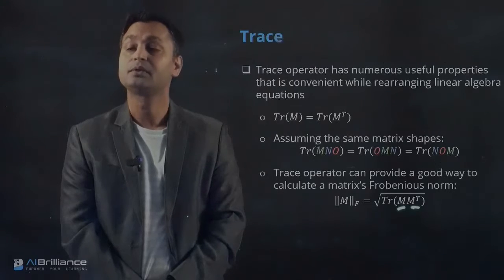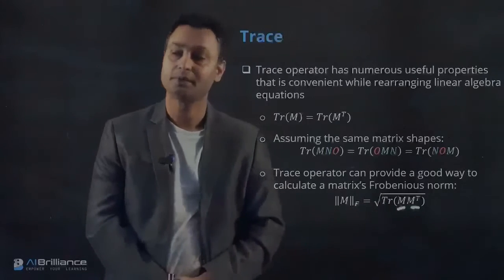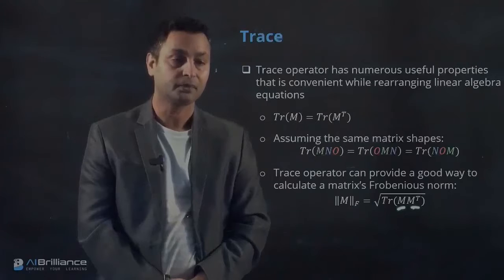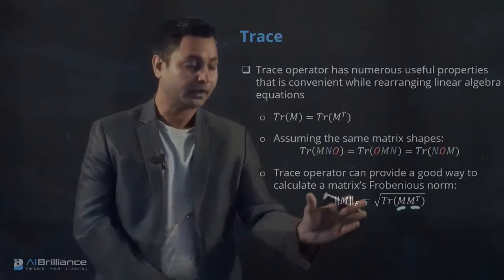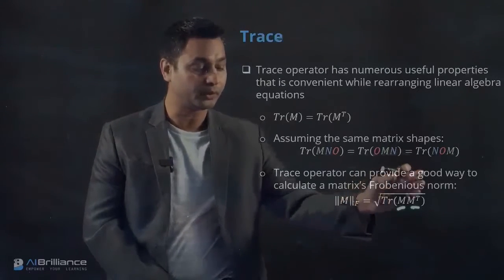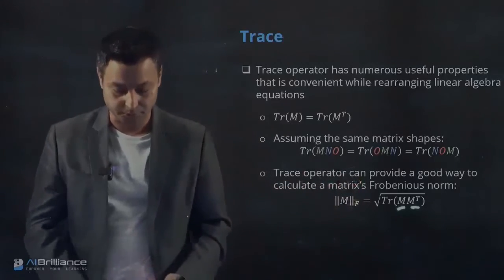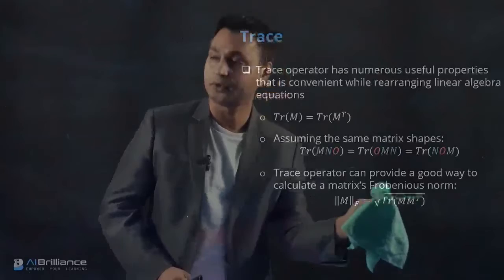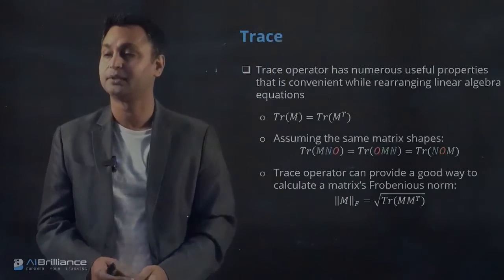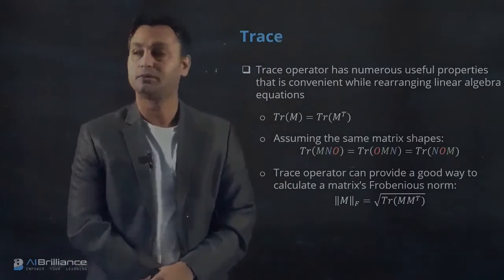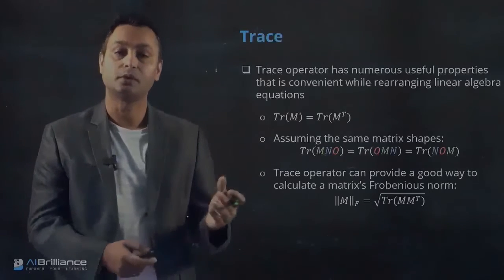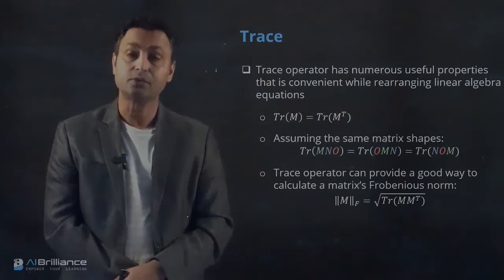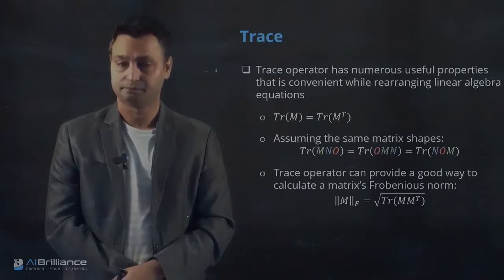Okay, so this formula, where we are basically taking the trace of M multiplied by M transpose and taking a square root, helps us in computing the Frobenius norm of a given matrix. Okay, this is important to keep in mind because this is typically the formula that is used in the computation of the Frobenius norm, which is one of the important ways to use traces in the computations we are interested in.